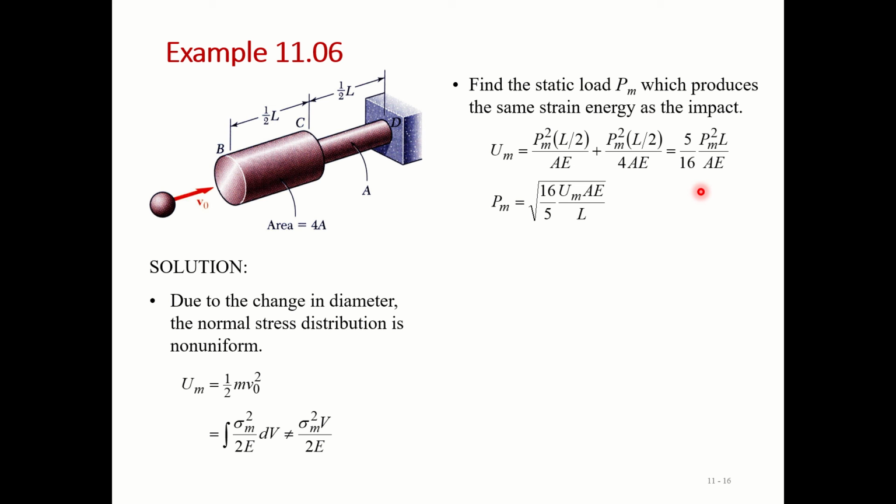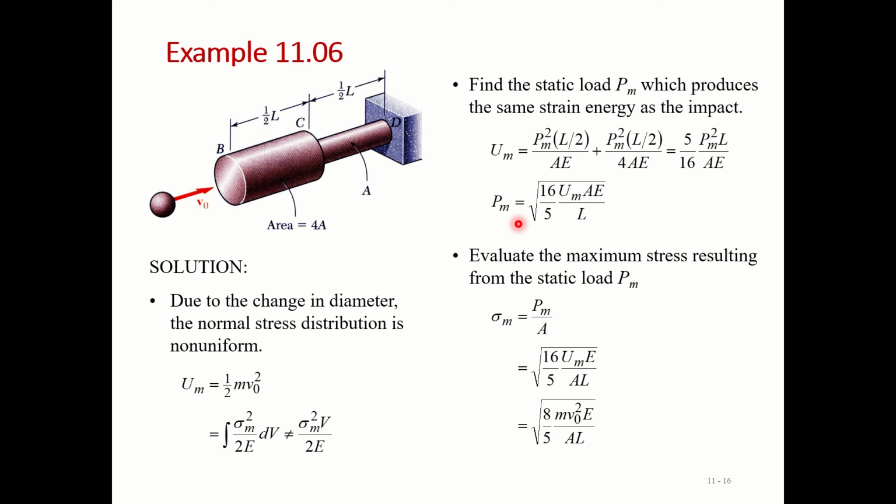So if we have the simple area A and this rod having length L, then it will be equal to P square L over AE. But now with the sudden increase in cross-section, this is reduced. The strain energy reduces if we have different cross-sections. So we can get the relation for the Pm.